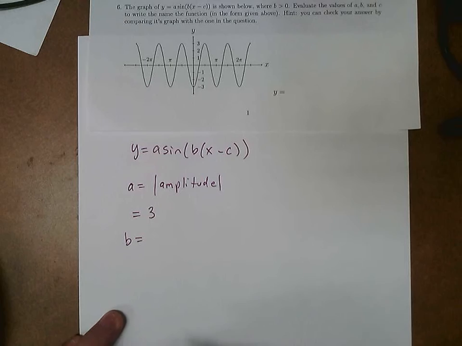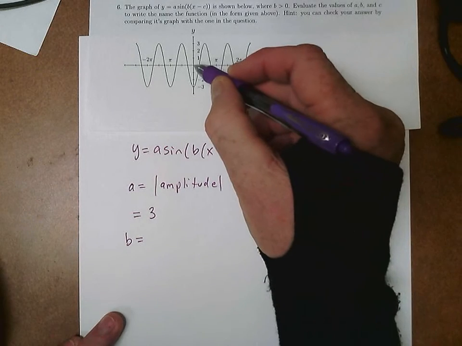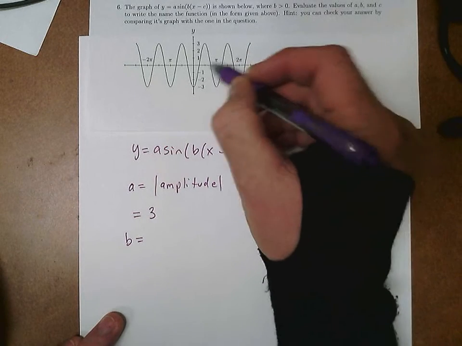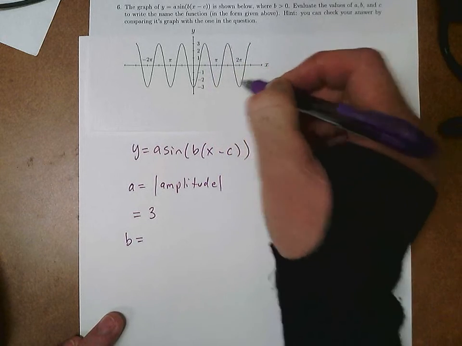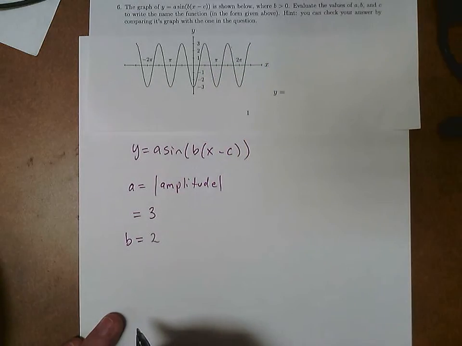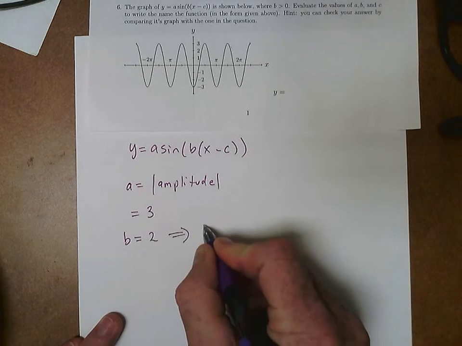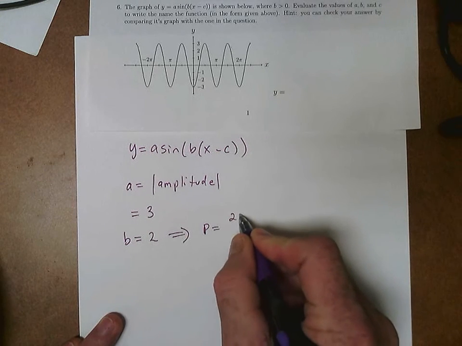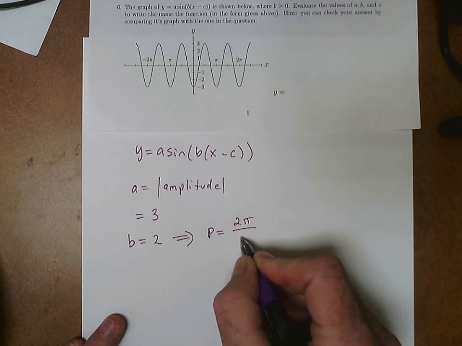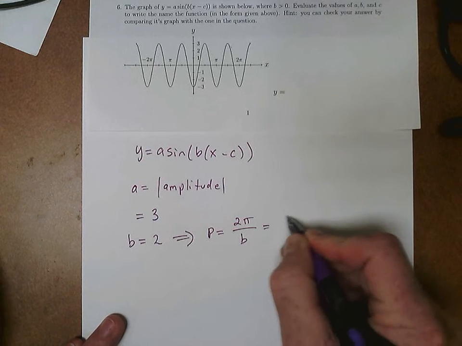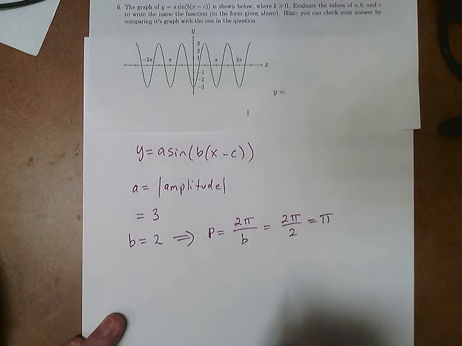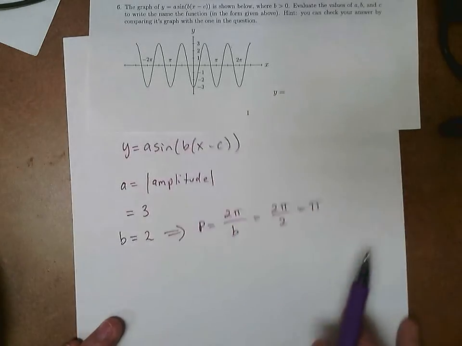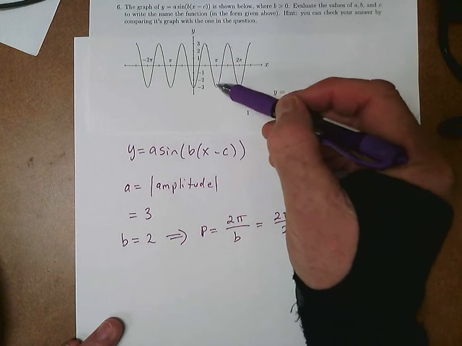The b value is the number of revolutions between 0 and 2 pi. So that's 1 revolution, 2 revolutions. And from this, not that we need it for the question, but p, the period, is 2 pi over b, which is 2 pi over 2, which is pi. And indeed, 1 revolution is a distance of pi.